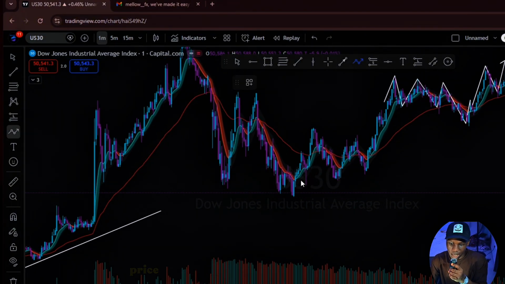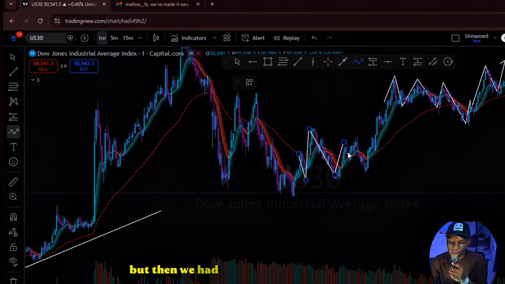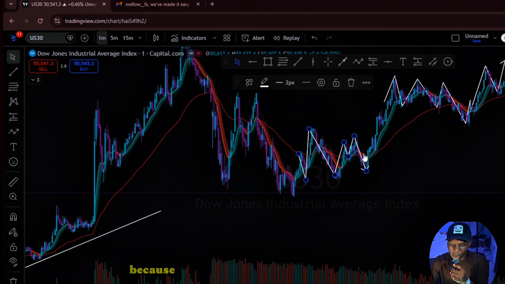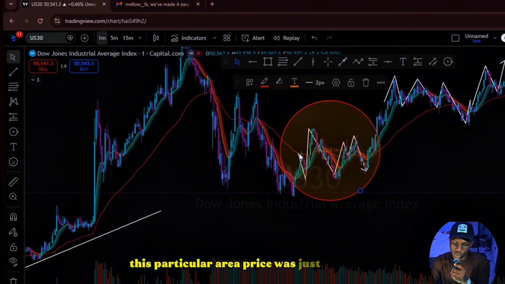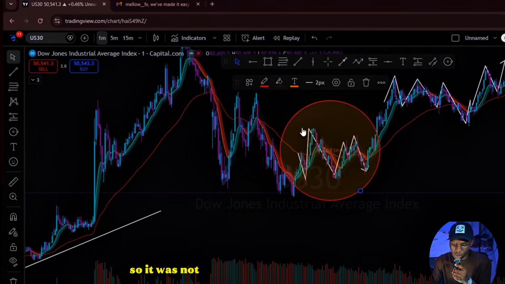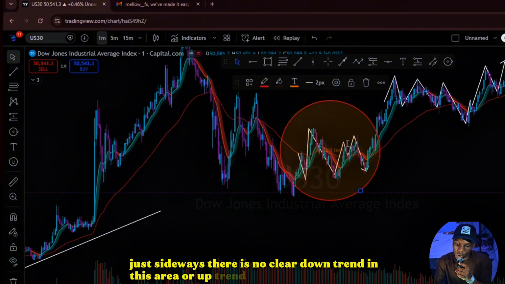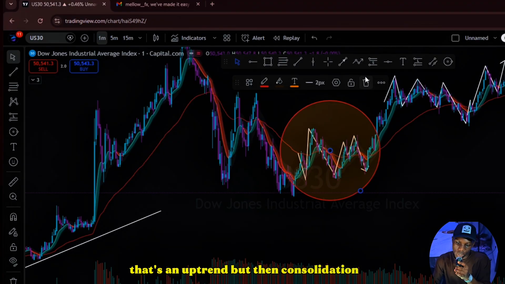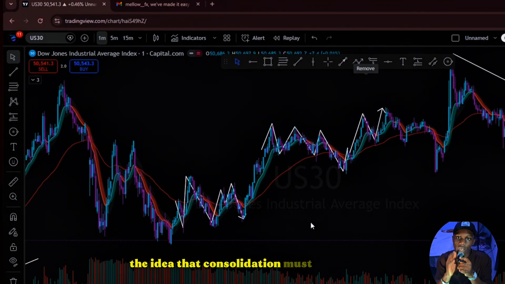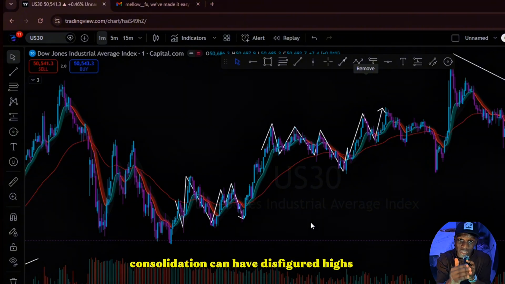Now if you check out this side, price consolidated for a little while before moving towards the upside, but then we had a consolidation area here, because in this particular area price was just going sideways. It was not going down, it was not going up, just sideways. There is no clear downtrend or uptrend in this area, but then price was just going sideways before price started to move towards the upside. That's an uptrend. But then consolidation, I just want you to have the idea that consolidation must not have equal highs and equal lows. Consolidation can have disfigured highs and disfigured lows.